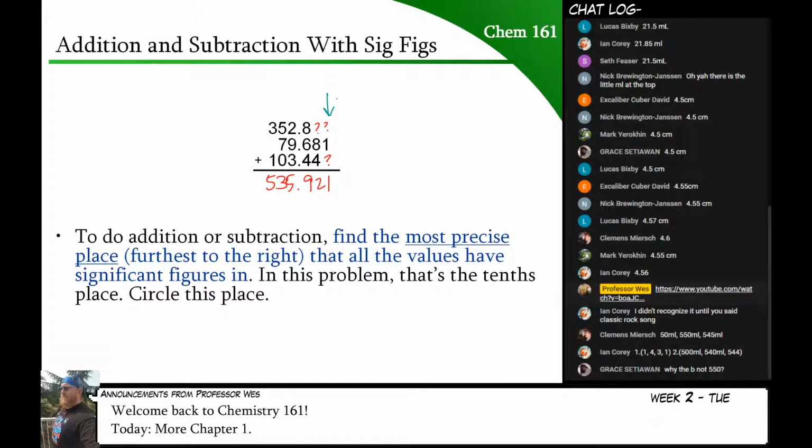And I'm going to ask myself, in this place, the furthest place to the right, is there a known digit in every value? And the answer is no. I have question marks here. So I don't get to keep this number. We'll go to the next one.